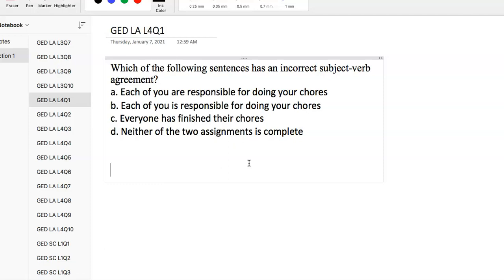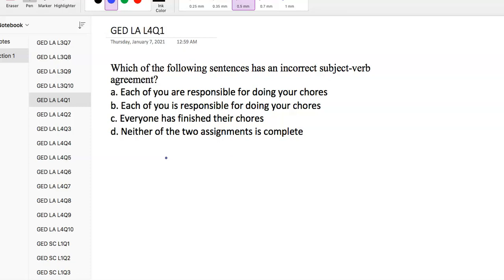Okay, let's get started. Which of the following sentences has an incorrect subject-verb agreement? Where's my pen at here? Okay, so it says: A, each of you are responsible for doing your chores. B, each of you is responsible for doing your chores. C, everyone has finished their chores. D, neither of the two assignments is complete.